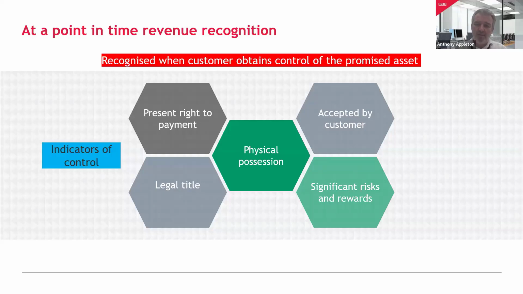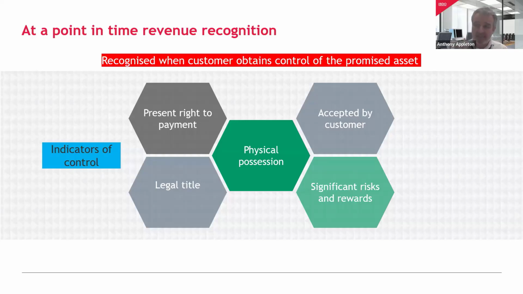Now, there are some indicators to help us with that. Legal title might suggest you've transferred control. It doesn't necessarily. That might only be some example of a sort of protective right. They still aren't able to control the underlying asset. If you have a present right to payment, you would have thought you would only have a right to payment when the entity has got control. Why would they commit to be able to pay you? So it's an indicator, but it doesn't prove for certain that control sits with your customer.